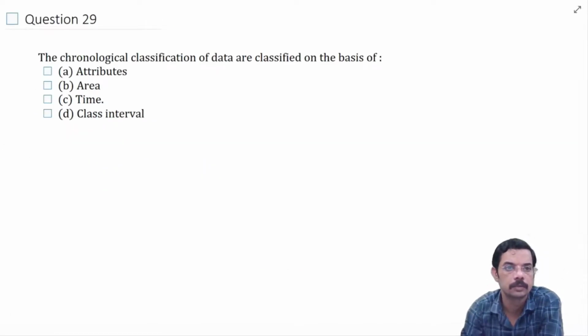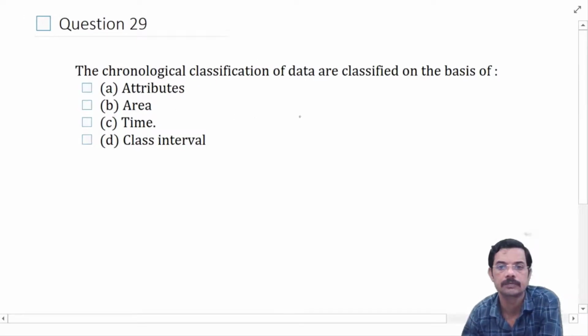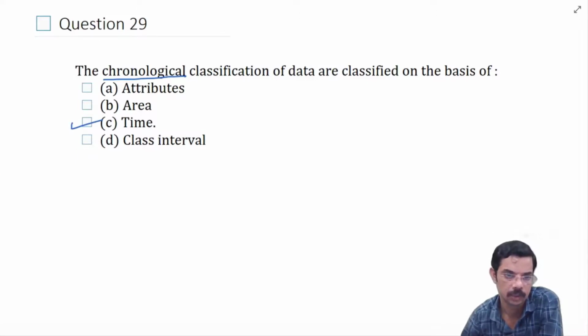The chronological classification of data: data are classified on the basis of which of the following? Is it attributes, or area, or time, or class interval? Chronological means it is time-based classification. So option C, time, will be the correct answer. Next question.